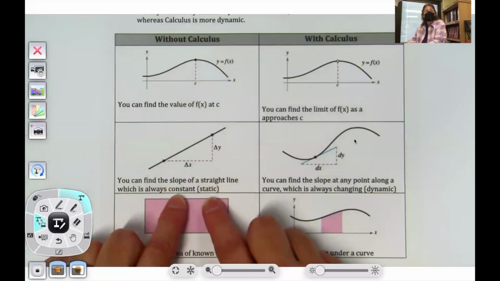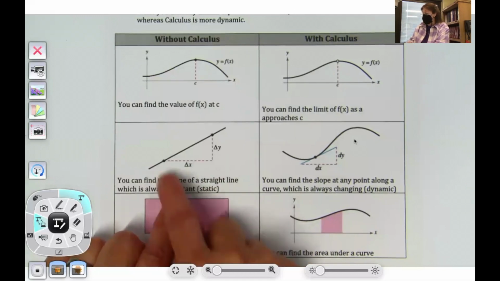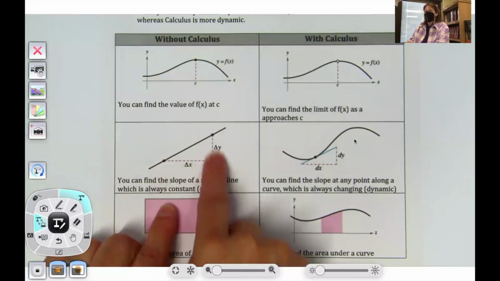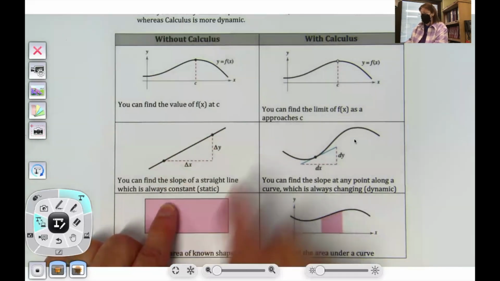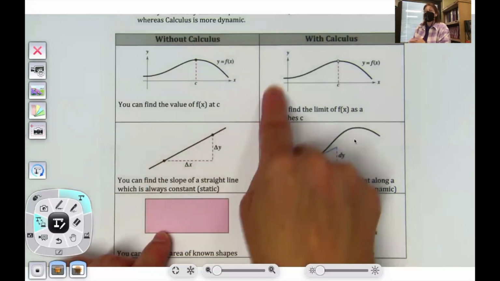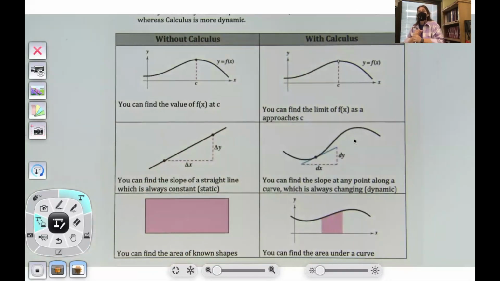What have you always been able to do since about algebra 1? You've always been able to find the slope of a straight line, right? Because it's very constant, it's static. It has a rise over a run. It has a change in the x and a change in the y value. And it's a linear line, so it does the same thing. Rise, run, and it's very constant. That slope does not change at any point along that line.